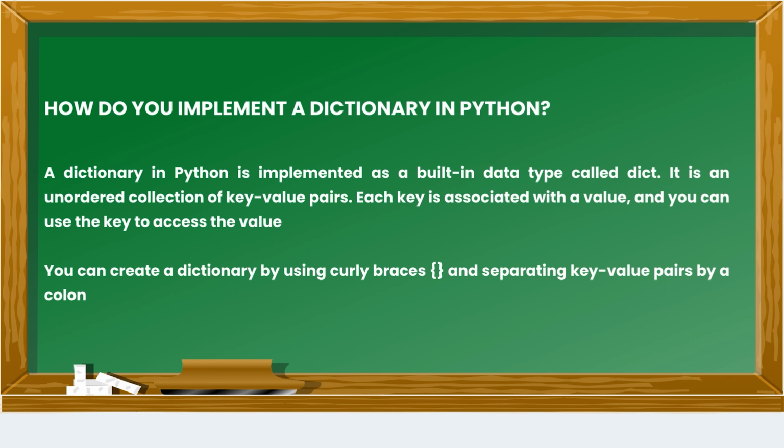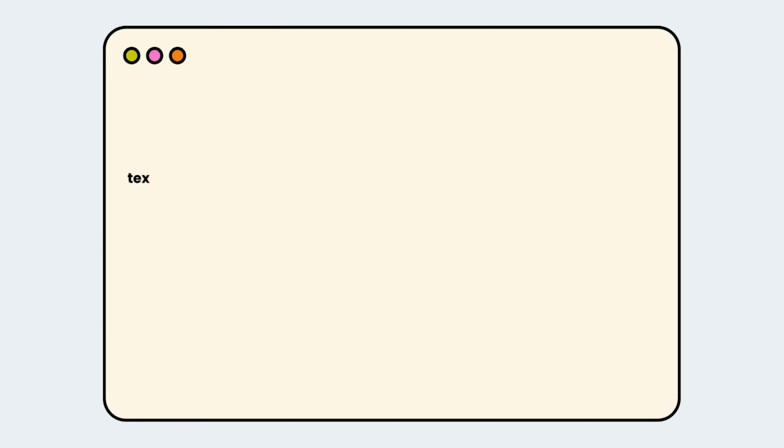Question 7. How do you implement a dictionary in Python? Answer. A dictionary in Python is implemented as a built-in data type called dict. It is an unordered collection of key-value pairs. Each key is associated with a value, and you can use the key to access the value. You can create a dictionary by using curly braces and separating key-value pairs by a colon. For example, as you can see, here x is the key, and the value is hello.